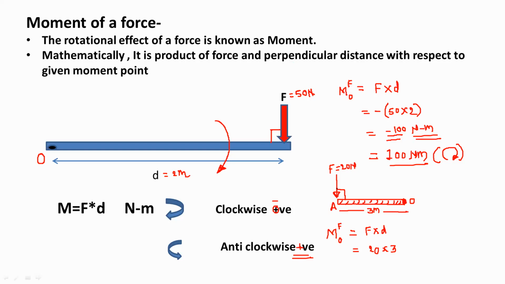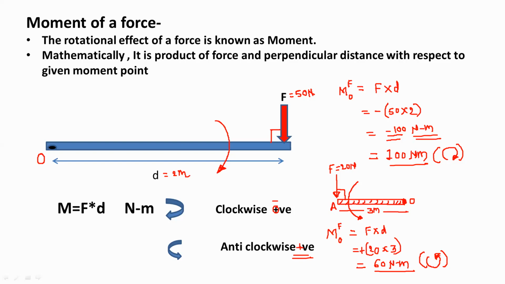And for this moment, now we have to observe the direction. So how will you decide the direction? You need to imagine how this force is going to rotate the system. This is just an imagination. Just imagine if I apply the force at this point and if I hold the point O, then this force will try to rotate this arm like this. This rotation is in the anti-clockwise direction. Therefore, this will be positive. So this will be 20 into 3, that is 60 Newton meter, and its direction we will specify as anti-clockwise.